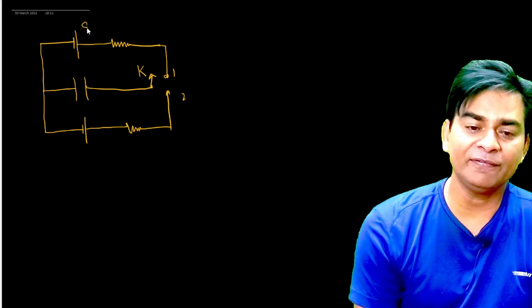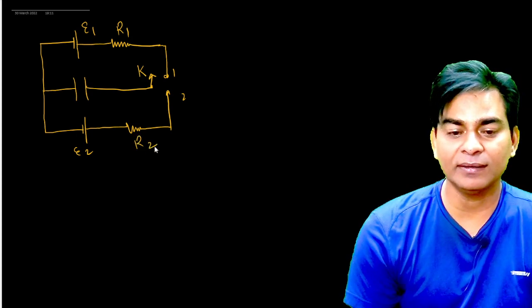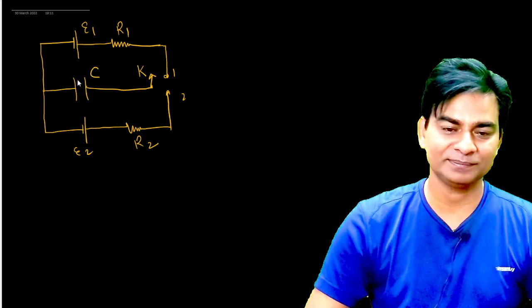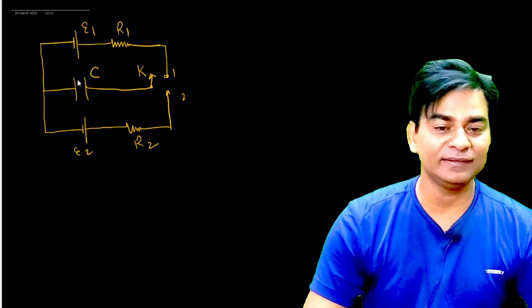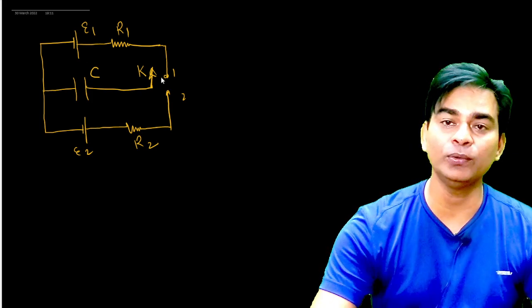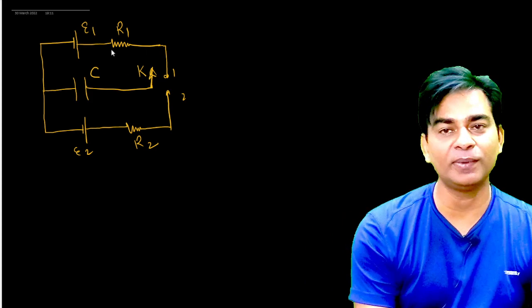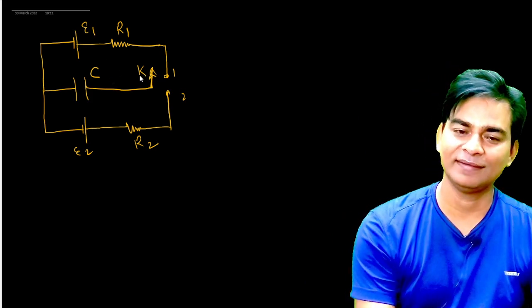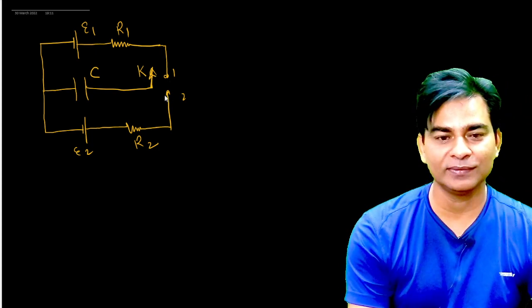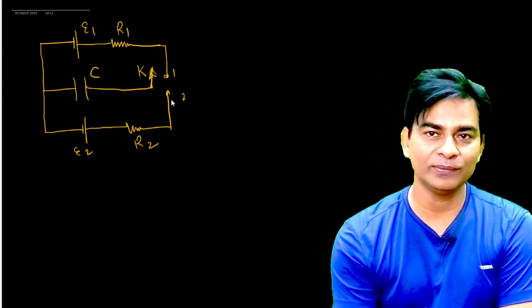EMFs E1, E2, resistances R1, R2, and capacitance C. The question is saying that one by one this switch moves from 1 to 2. First it is connected to 1, then this upper circuit is formed and this is some RC circuit. Then for a short time, it is moved to 2. The capacitor is a little bit charged and it is connected to 2.